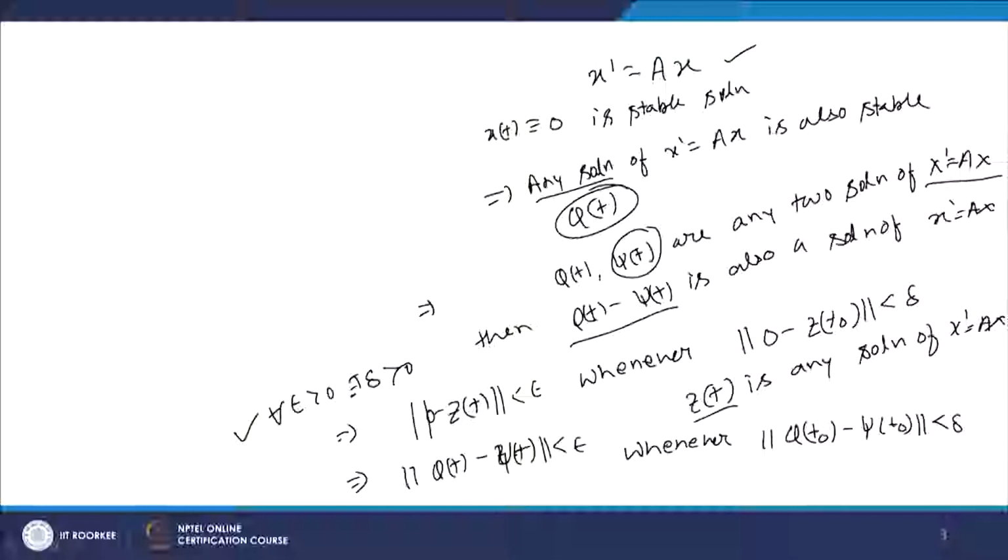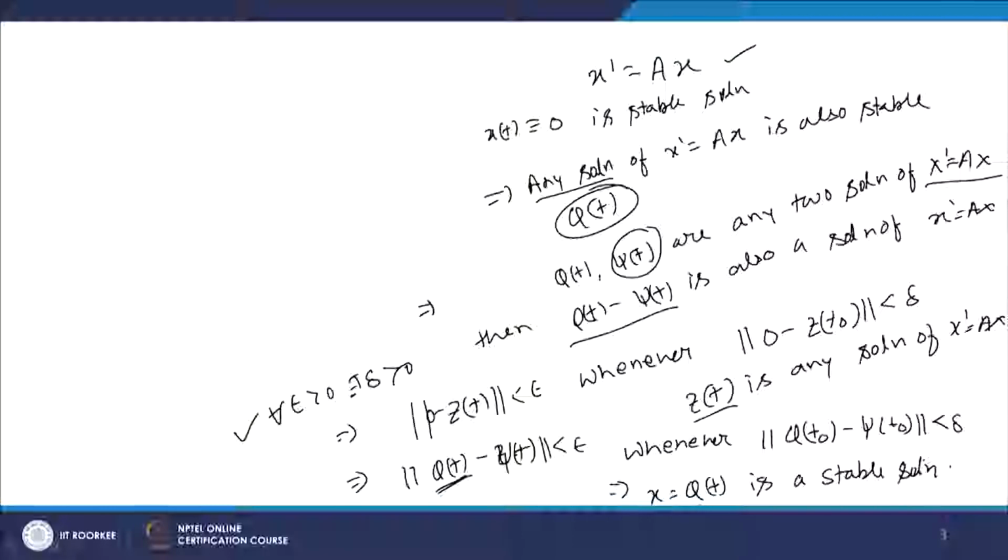Now, if we look at this carefully, and if we take phi(t) as the fixed solution for which we are looking at the stability behavior, then this simply says that for every epsilon greater than 0 there exists a delta greater than 0 such that the norm of phi(t) minus psi(t), where psi(t) is any solution of x' = A(x), is less than epsilon whenever the norm of phi(t_0) minus psi(t_0) is less than delta. So we can say that in this way x(t) equal to phi(t) is a stable solution.